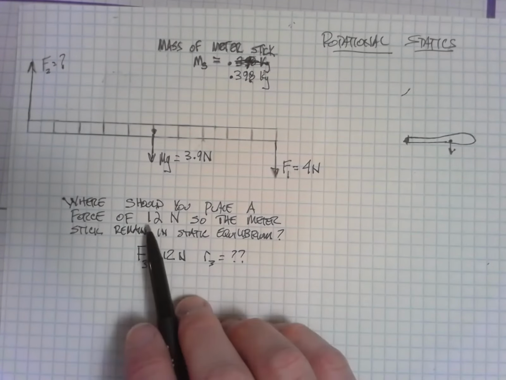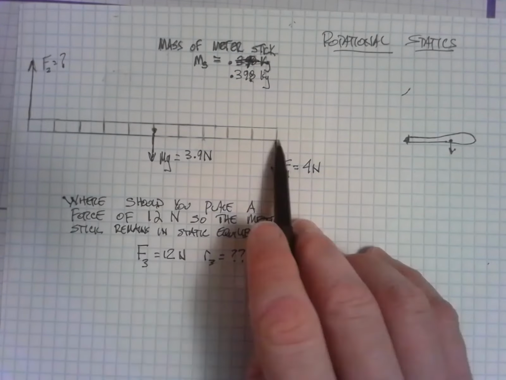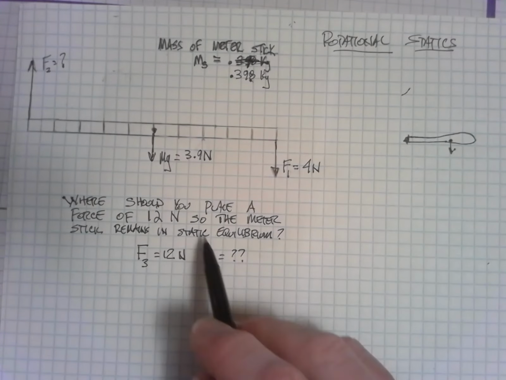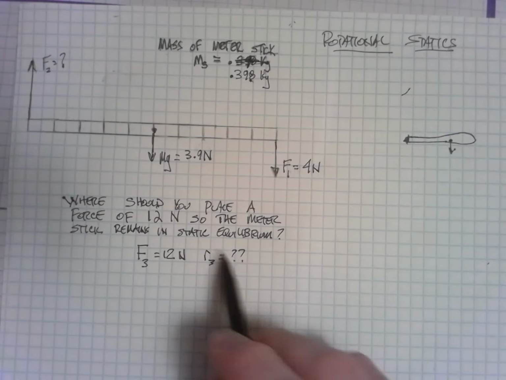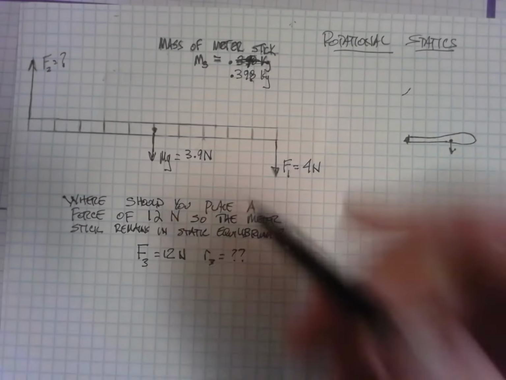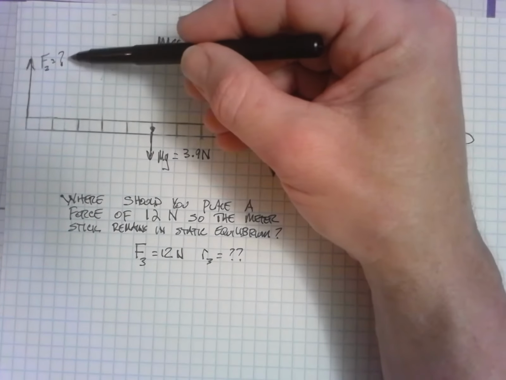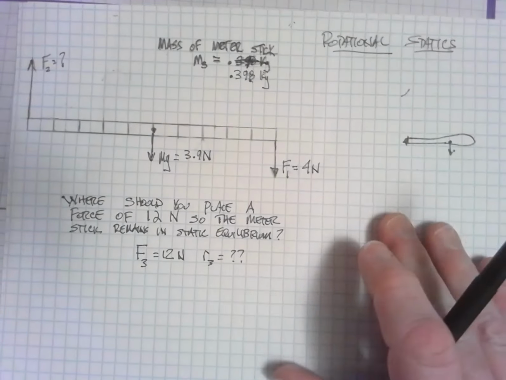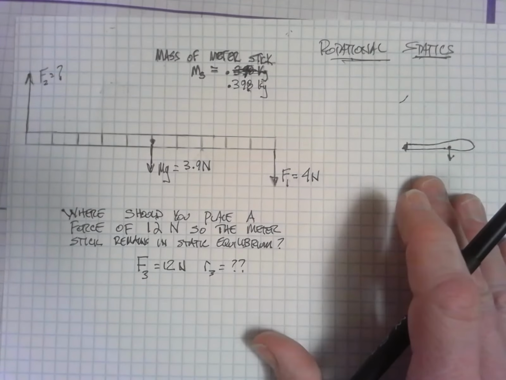We want to put a 12 Newton force somewhere on this meter stick, either acting up or down, to make sure it stays in rotational equilibrium, so that it doesn't rotate, just stays right like that. So we don't know where to put this 12 Newton force. You may also be wondering, but I don't know this force. I've got two things that I don't know. This is what makes a statics problem in rotation a little unique.